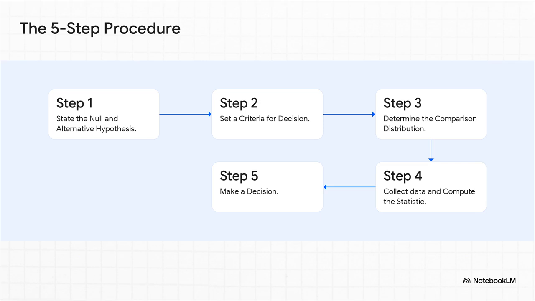First, you state your hypotheses, the null and the alternative. Then, you set your decision criteria, like what counts as a significant result. Step 3, you use your sample data to figure out the characteristics of the comparison distribution. Fourth, you collect your data and crunch the numbers to get your t-statistic. And finally, step 5, you make a decision based on that statistic. It's a clear, logical path that takes you right to an answer.